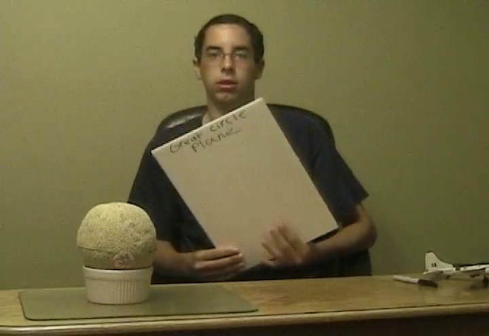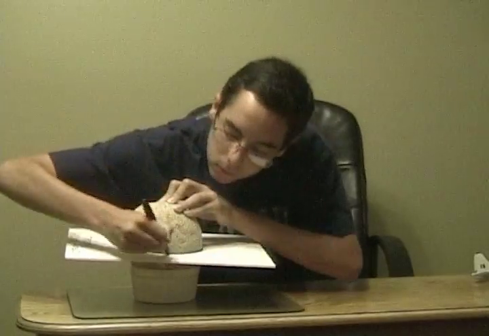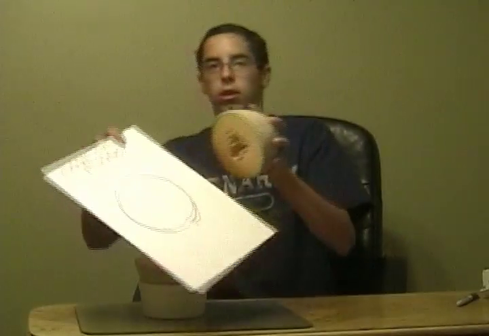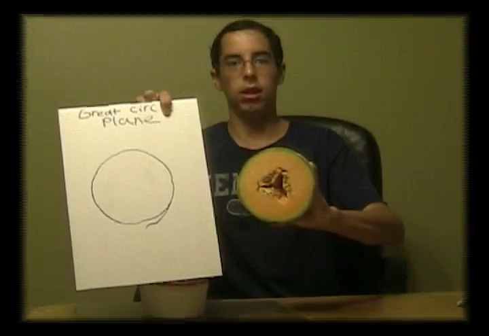Let's see if we can create a great circle by using a great circle plane. No, not this plane. This plane. If we intersect this root, which will be our sphere, right at the center with this plane, let's see what will happen. Let's trace the fruit. See? The great circle and the sphere have the same circumference. Neat!